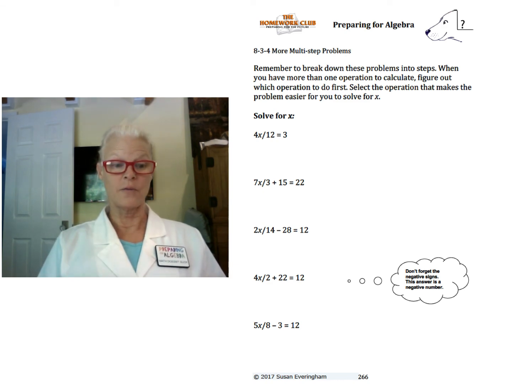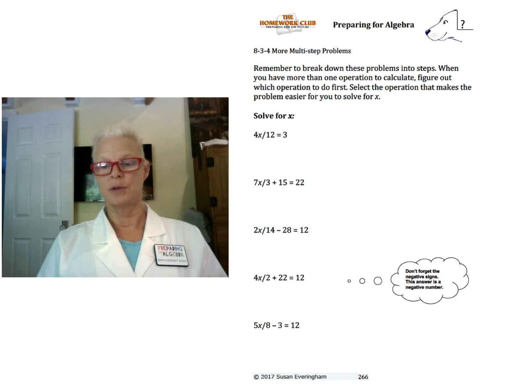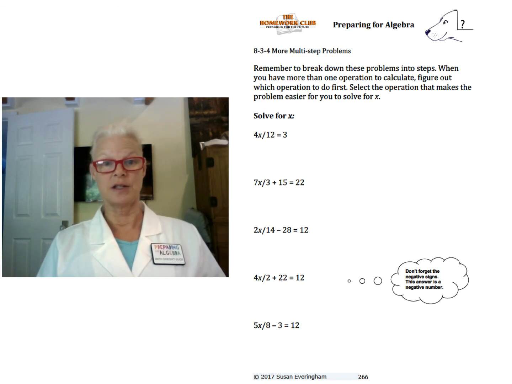So go ahead and figure out these problems, stay neat and tidy, and we'll see you on the next page, which is in advanced fractions. And this should be good.